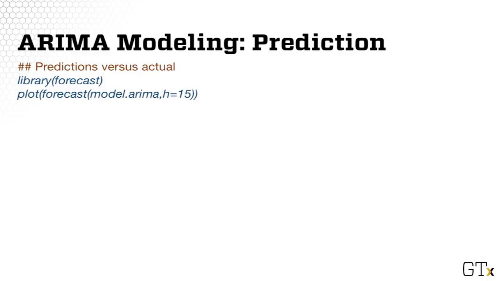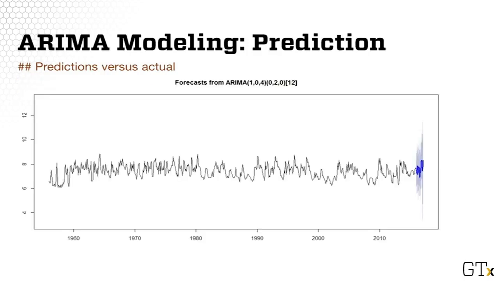To plot the forecast, we can apply the forecast function with input the fitted model and the number of lags ahead for prediction, in this case h equal to 15. Then we can apply the plot function to the forecast object. The plot is provided here.